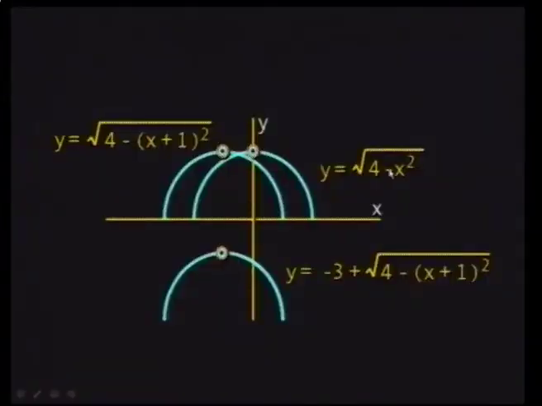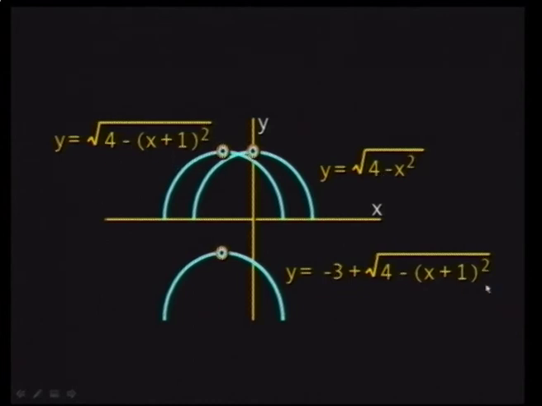So here, the new center would be the point minus 1 and 0. So you get your new graph. Your new graph here, again, is a semicircle, exactly like this one, with the same radius as well, which is 2, except that the center is shifted from the origin to the point minus 1 and 0.